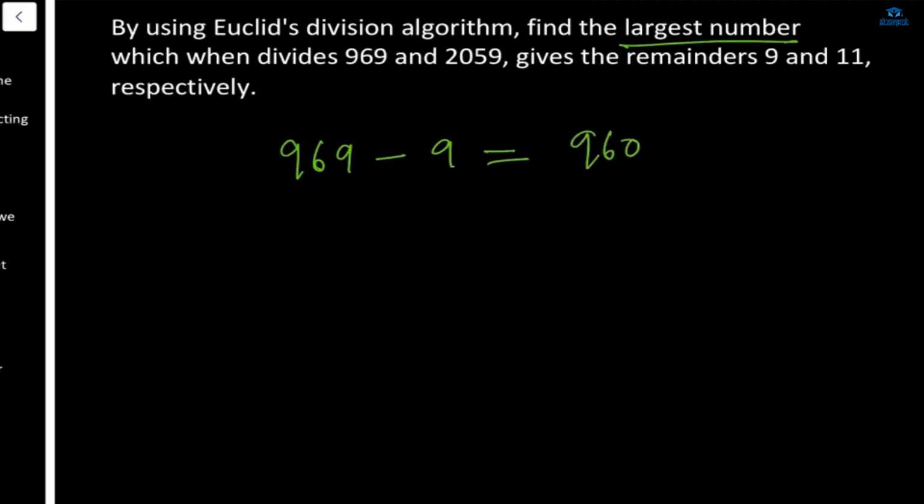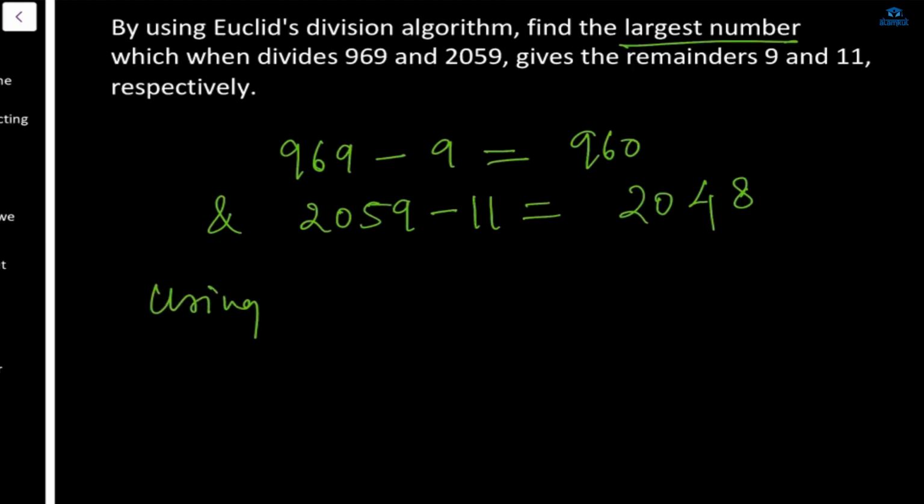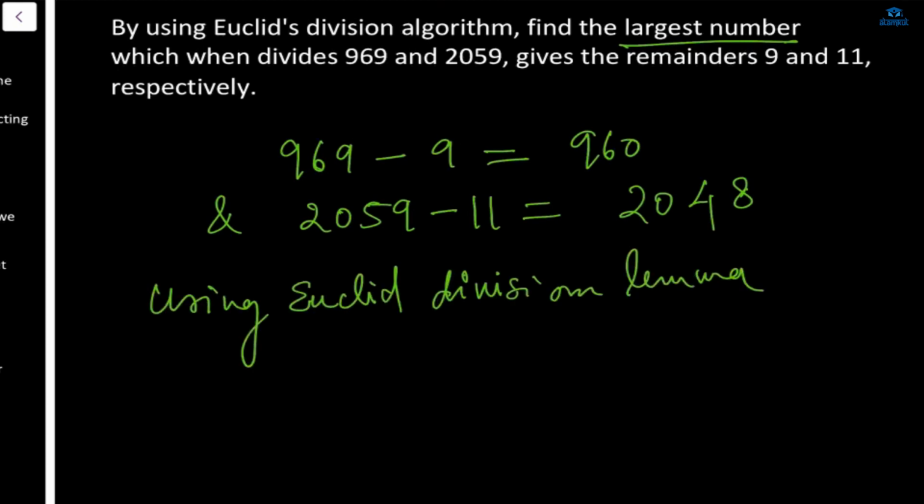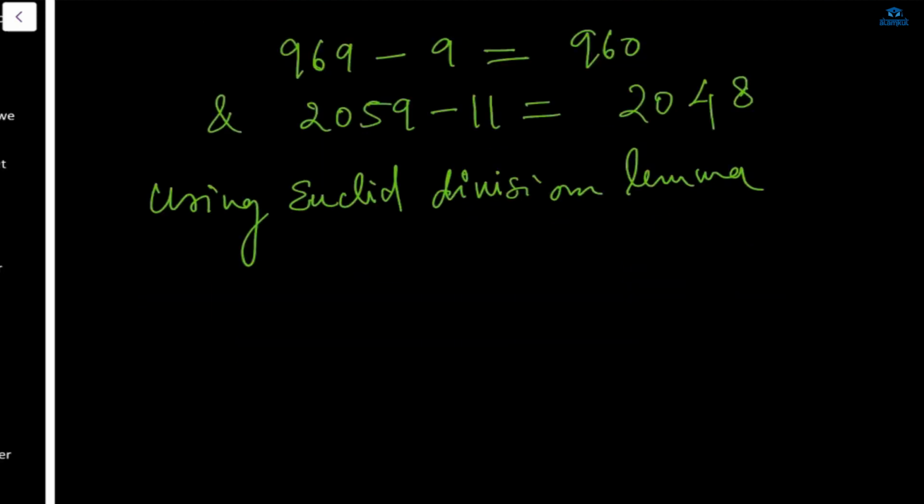And 2059 minus 11, what will you get? 2048. Now we need to apply the Euclid's division lemma. After applying Euclid's division lemma, we need to check which number is the greatest. We know 2048 is greatest among them.